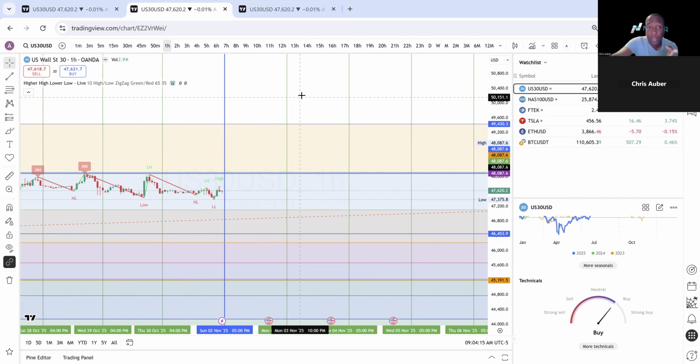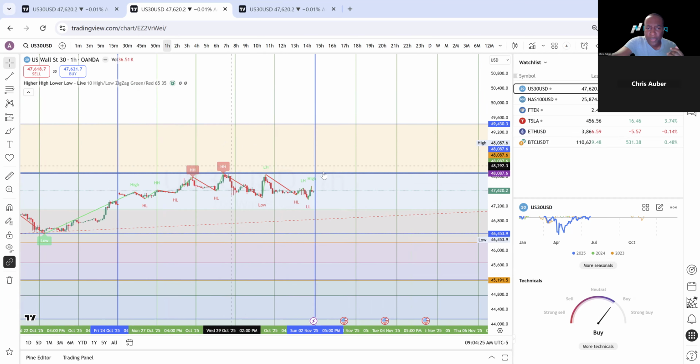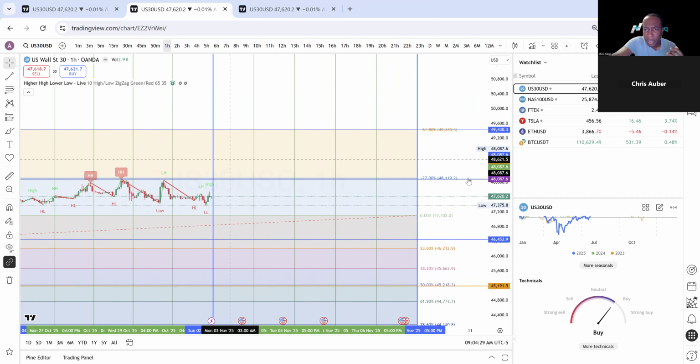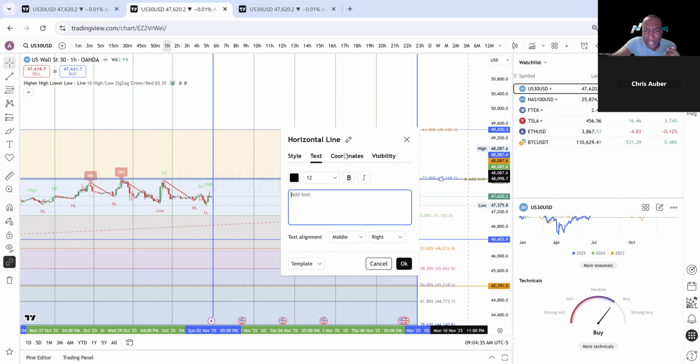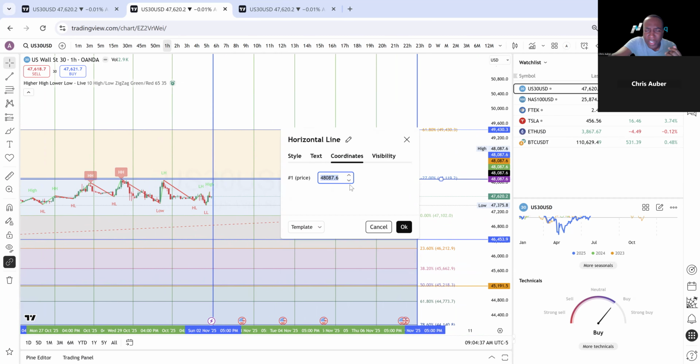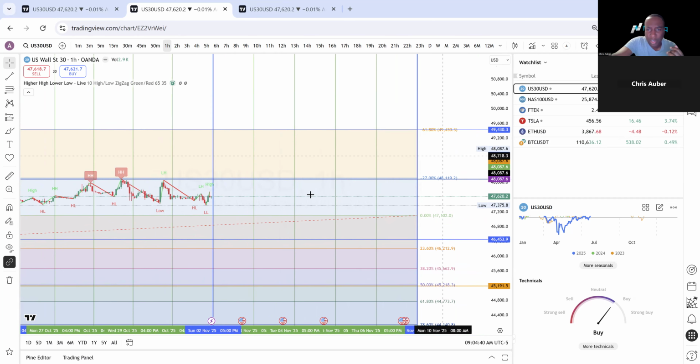For me, I'm expecting to see a gap towards the upside. That's what I'm looking for. I'm looking to see that gap towards the upside to confirm the fact that the market is still making higher lows to higher highs. So expect that this previous all-time high level is going to be taken out. All right, this previous all-time high level at, let's see, get it right, 48087.6. That's going to be taken out.